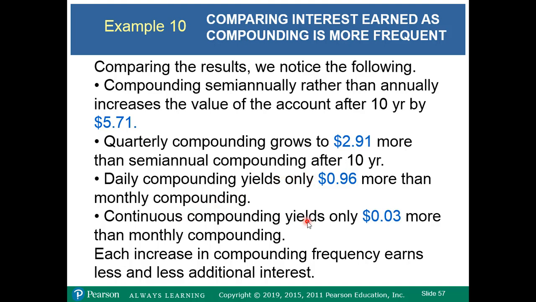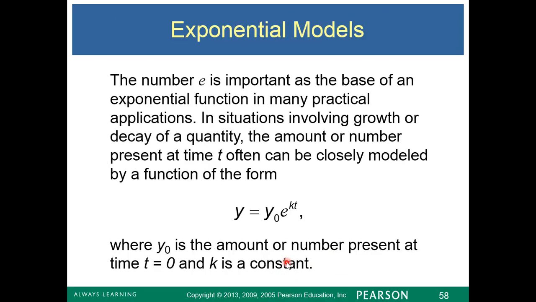And then continuous compounding grew by 3 more cents. So each increase in compounding frequency earns less and less additional interest. Okay? Now, exponential models.